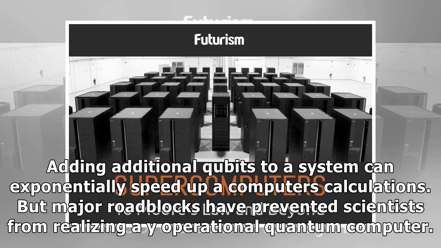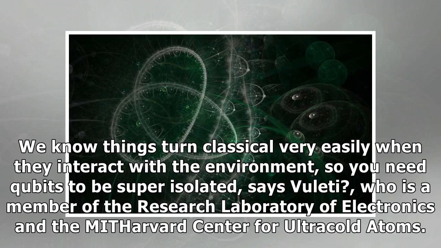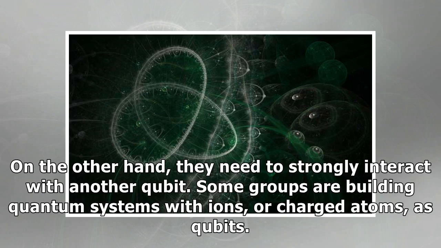But major roadblocks have prevented scientists from realizing an operational quantum computer. One such challenge: how to get qubits to interact with each other while not engaging with their surrounding environment. "We know things turn classical very easily when they interact with the environment, so you need qubits to be super isolated," says Vuletić, who is a member of the Research Laboratory of Electronics and the MIT-Harvard Center for Ultracold Atoms. "On the other hand, they need to strongly interact with another qubit."